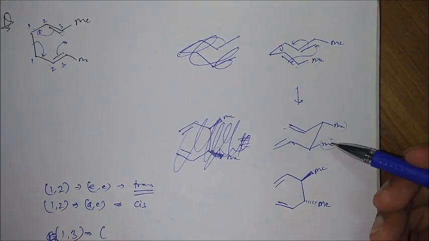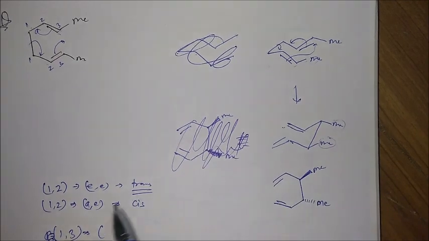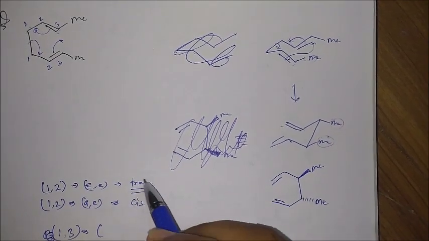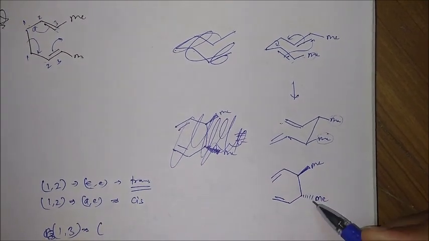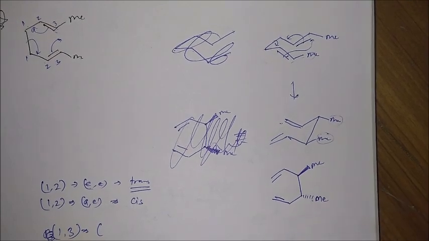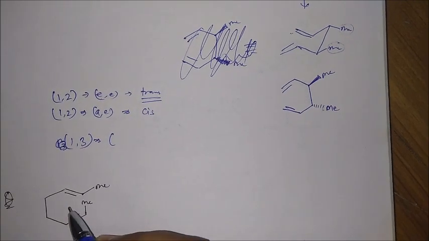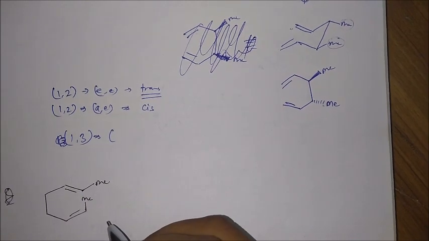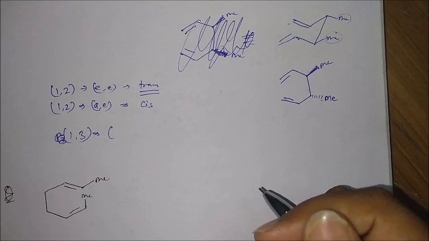This one is equatorial, and this is also equatorial, and 1,2 equatorial is trans, as we just discussed. So 1,2 trans is always equatorial, which means both of the methyl groups will be trans to each other. In this way you have to identify the stereochemistry of the groups. Now take this one as an example and try to solve it on your own, and find out whether you are getting it correctly or not. Okay, so now let's move on to the next part.